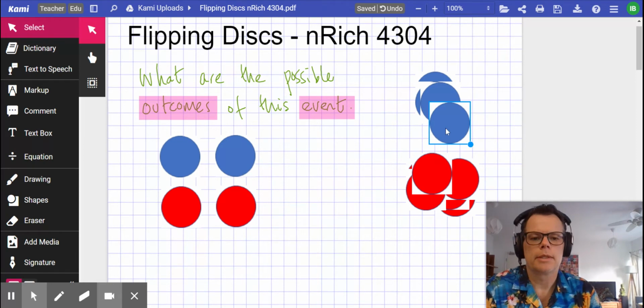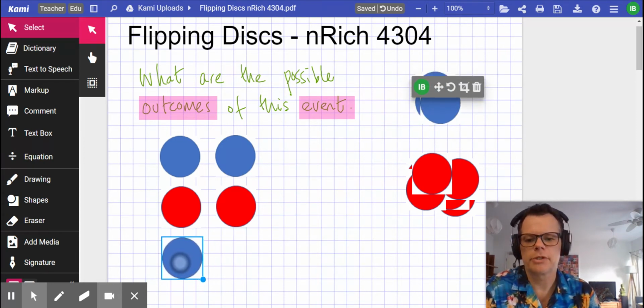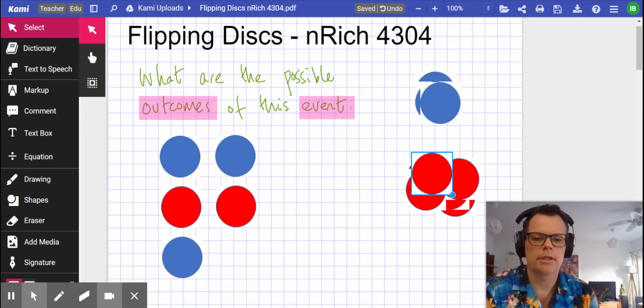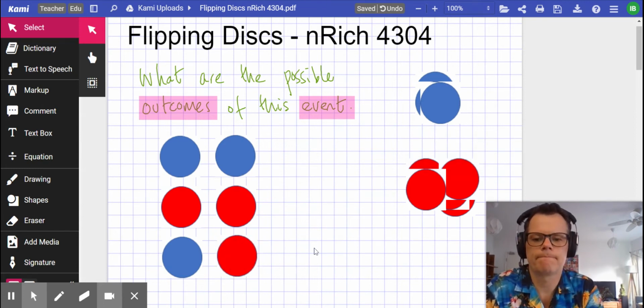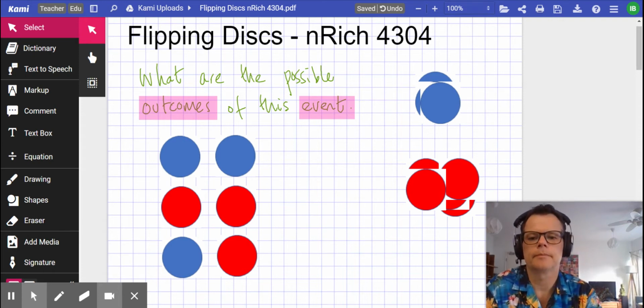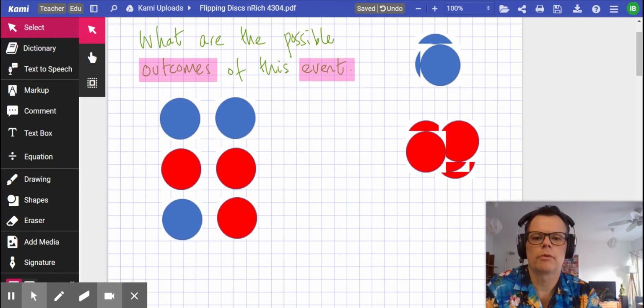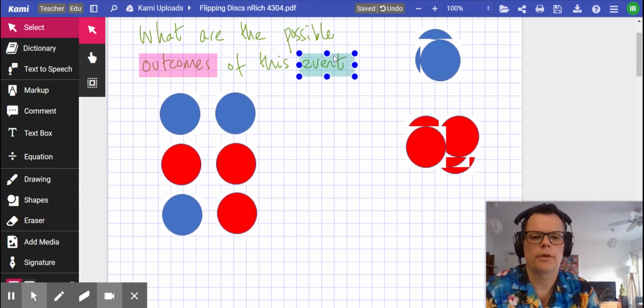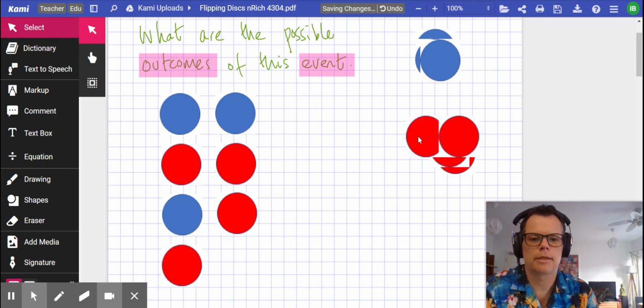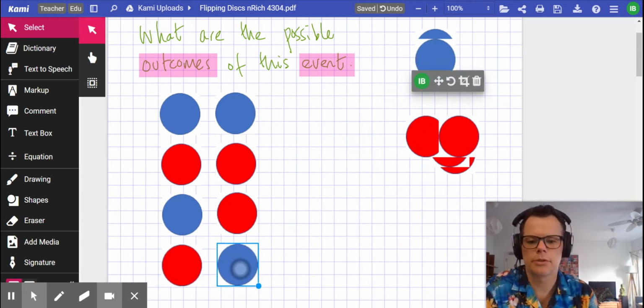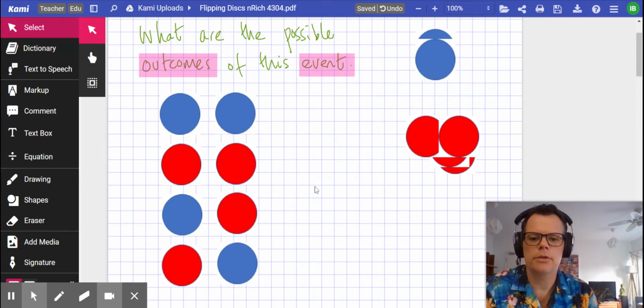What's a different outcome? Well, a different outcome could be my first disc is blue and my second disc is red. That's a third different outcome. And my fourth outcome, my first disc could be red and my second disc could be blue. And I think there are in total 4 outcomes of this event.